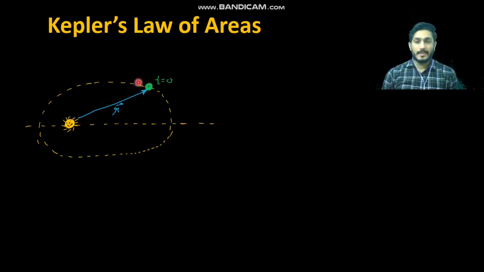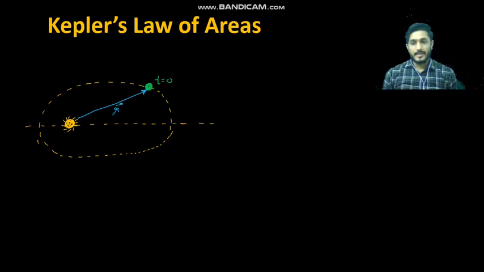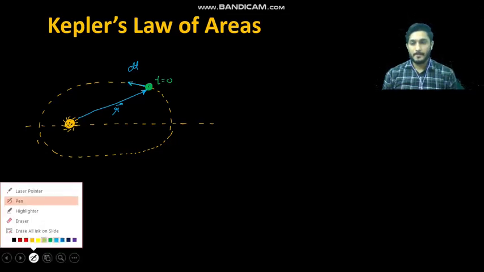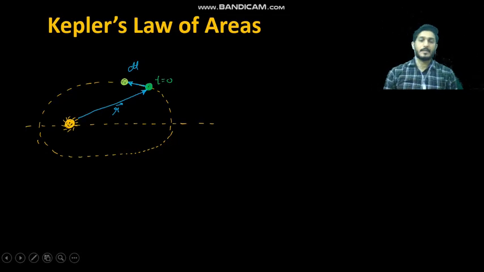And as we can see, if the location of Earth changes, the position vector changes, and then it sweeps an area between these two locations. So let me draw another location. Let's say the time elapsed is dt. So after dt interval of time, the location of Earth has changed from this point to, let's say, this point. So here is the second location of Earth after time dt.